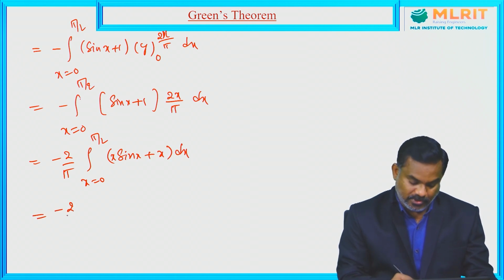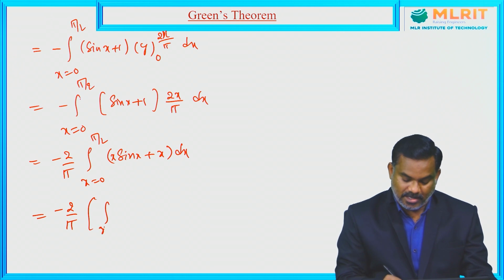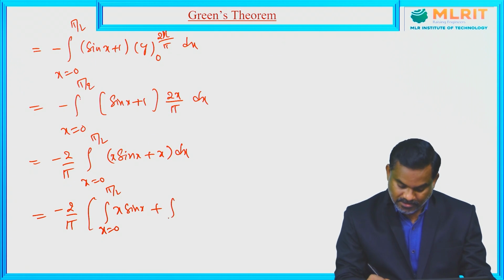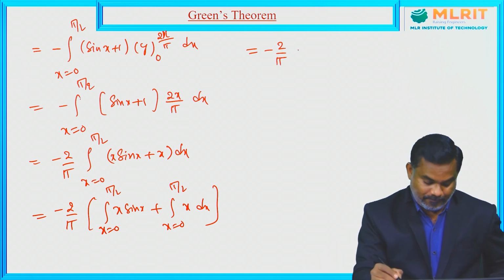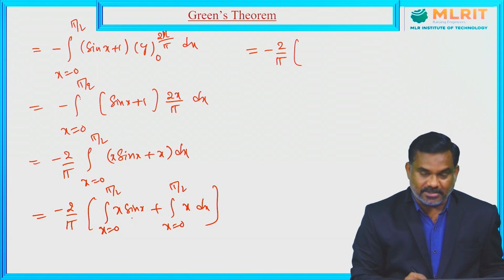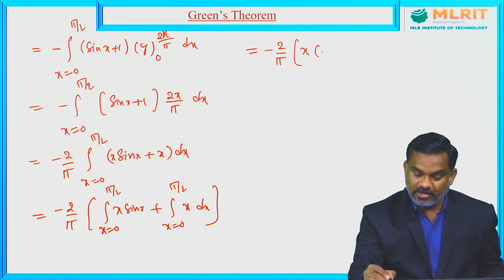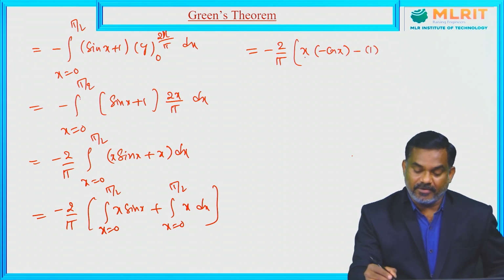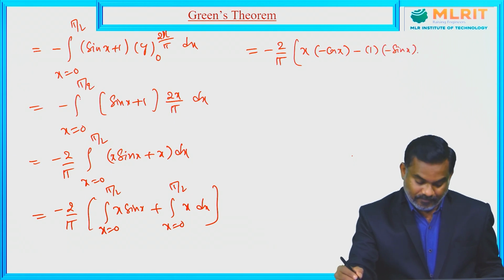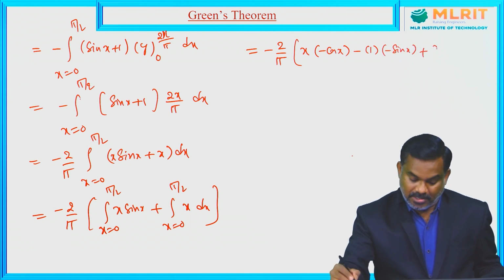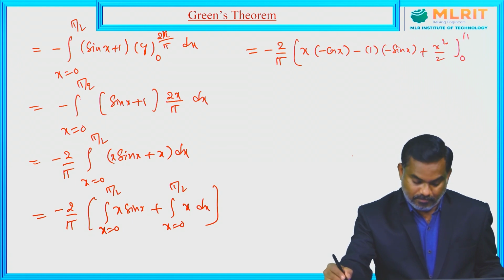Now we need to integrate this with respect to x, x from 0 to pi by 2, so x sin x plus x dx. So that is equal to minus 2 by pi into, here we need to apply integration by parts, x into sin x. So first function, integral of second is minus cos x, minus derivative of first function is 1, and again integration of this result, so minus sin x, and then here plus x square by 2 from 0 to pi by 2.